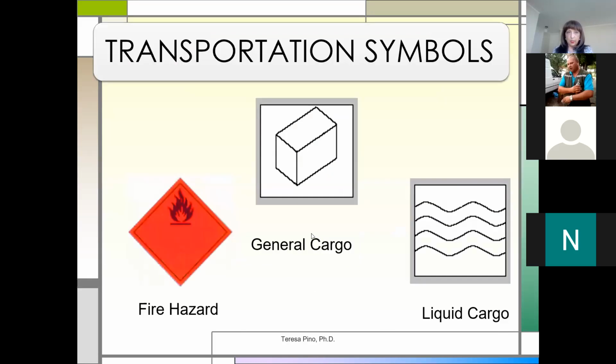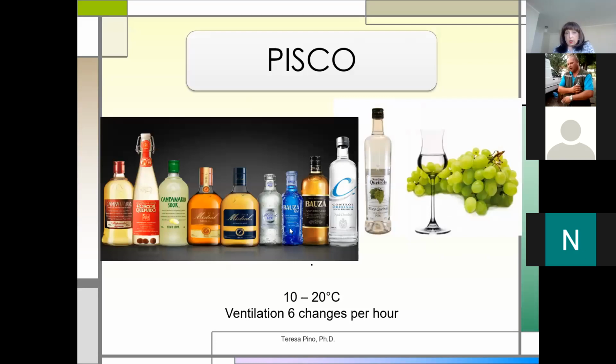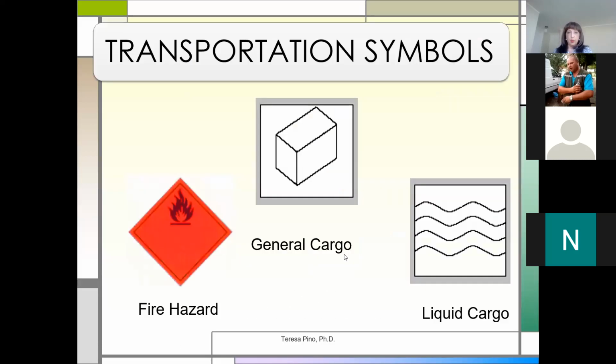So what happens here? These are not suffering the same lasting time as the beer. The beer has a restricted period of time, not this type of alcohol, because of the alcohol content. And in the case of beer, if it goes above the temperature range, the bacteria start multiplying. It doesn't happen with this type of drinks.